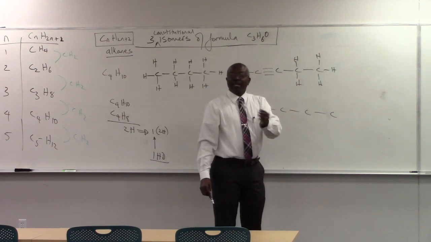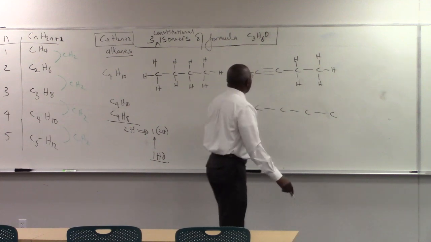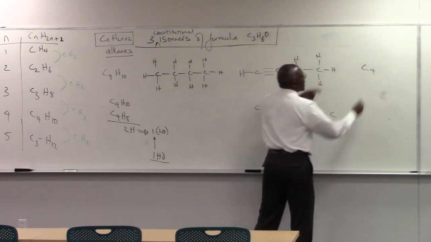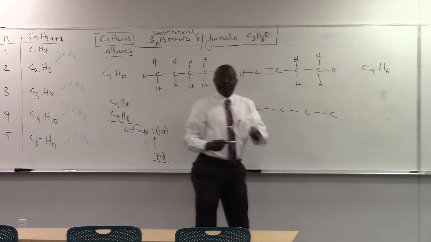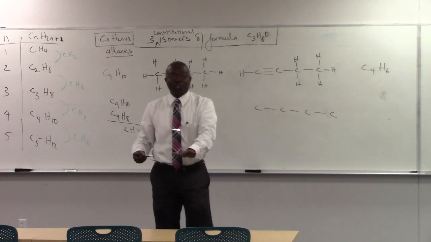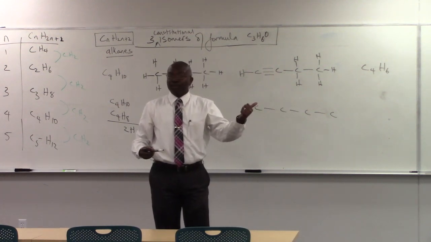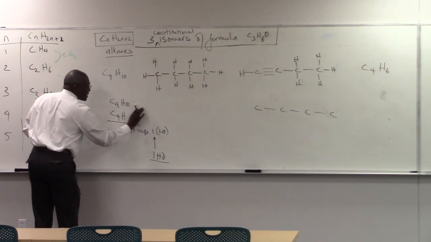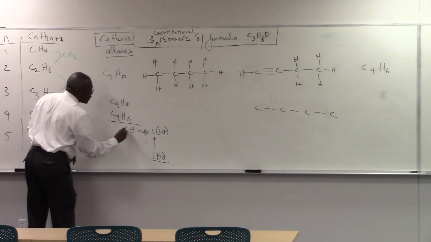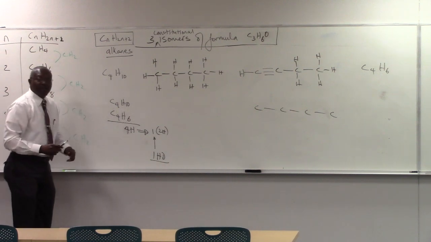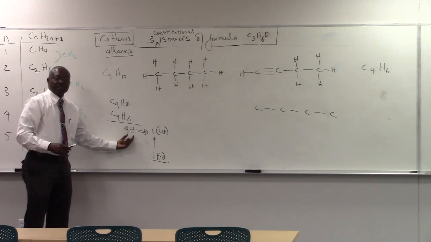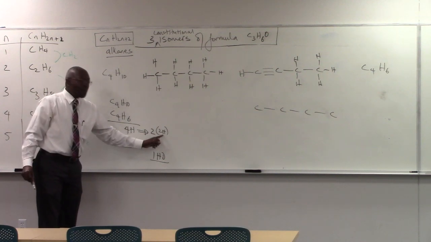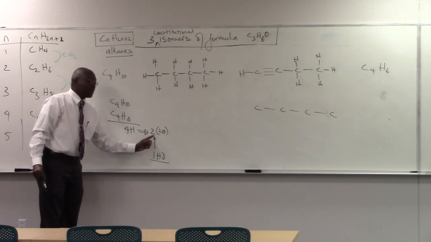What's my formula now? Any guesses? Well, it's C4H6. So now I'm 2 H's short. I'm 2 more H's short when I introduce a triple bond. So I can already tell that C4H6 corresponds to a hydrogen deficiency of 4 H's. 4 H's is 2 pairs of H's. So my index of hydrogen deficiency is 2.